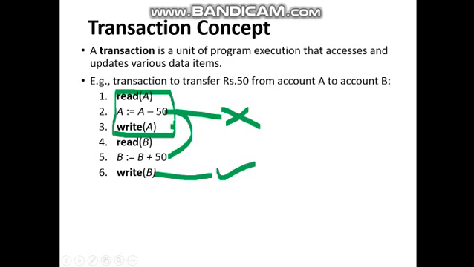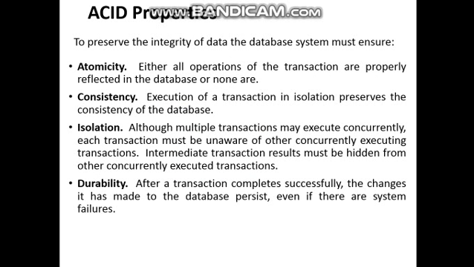So in the first block, we cannot say that the transaction is completed because amount 50 is deducted from A but has not been added to B. That's why at this stage the transaction is not completed. Then after the last statement, when it is writing the value of B, the transaction is completed.